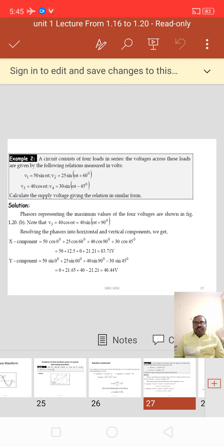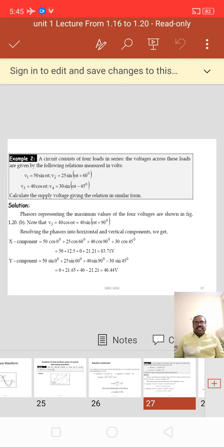The phasors representing the maximum values of the 4 voltages are shown in the figure. Okay. Note that V3 equals 40 cos omega t. We want to convert this into a sine function, that is 40 sin omega t minus 90 degrees. In general we know that sin theta equals cos 90 minus theta, and cos theta equals sin theta minus 90 degrees.